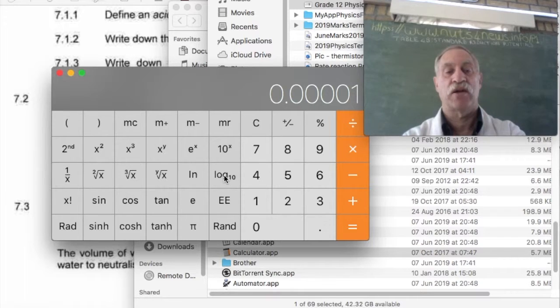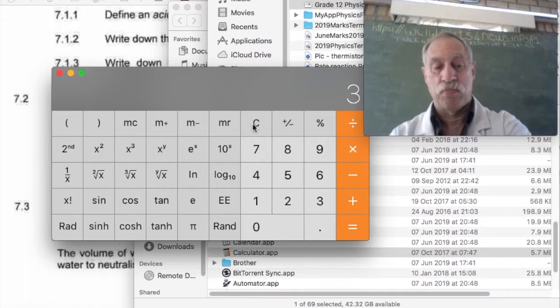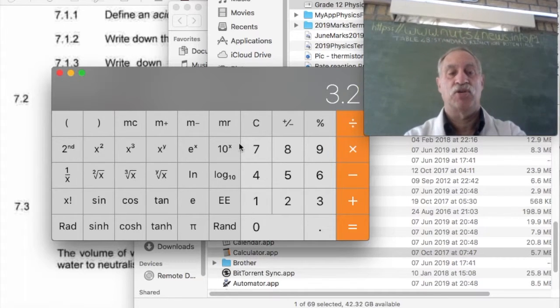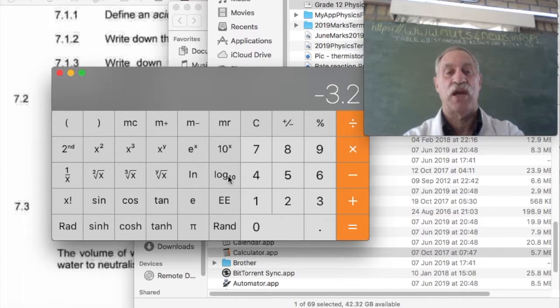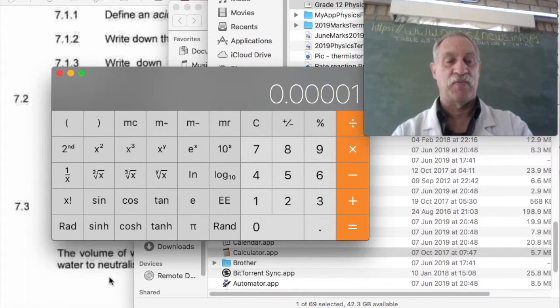Or if you want to go back, hit that button and play around, because what if they give you a pH of, say, 3.2? You're going to do the same thing. You're going to turn it into the negative, raise it to the power of 10, and there's what your hydrogen or hydronium ion concentration is. And if you're given the hydronium ion concentration, you're going to turn it into a pH, and there you're back to your pH. So please play around with it. Fine. So let's get back to it.